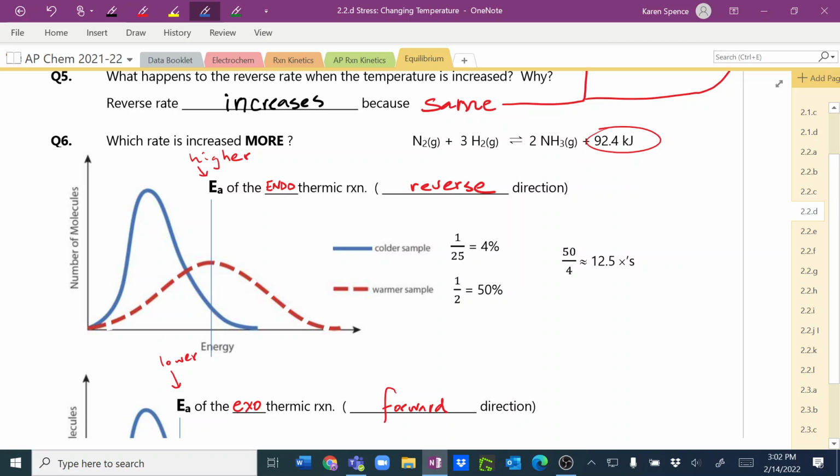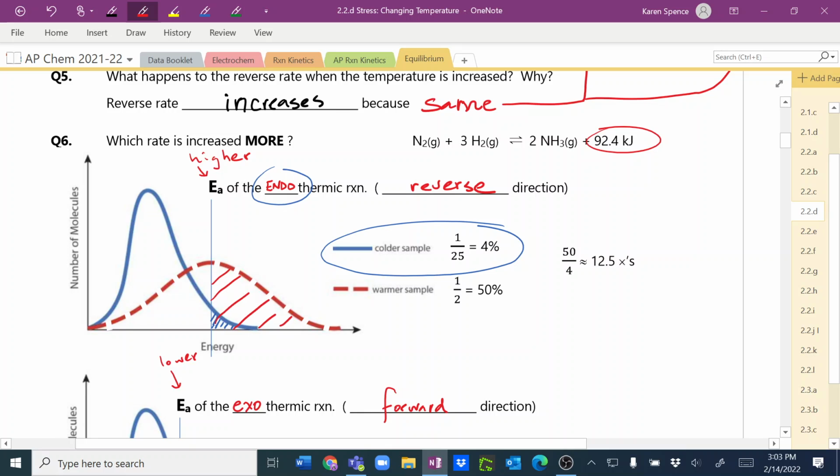So here, in our colder sample in the endothermic direction, I guessed that that was about 1/25th of the entire area under the curve. Does that sound reasonable? If I took that little triangle and put those triangles into that area under the curve, would there be about 25 of them perhaps? Give or take 5 triangles. Okay, so 1/25th. Now with my warmer sample, I have about half, yes? About half the collisions have enough energy to be successful, okay?